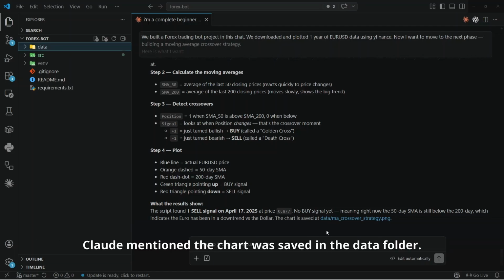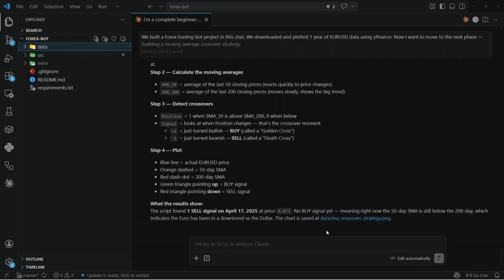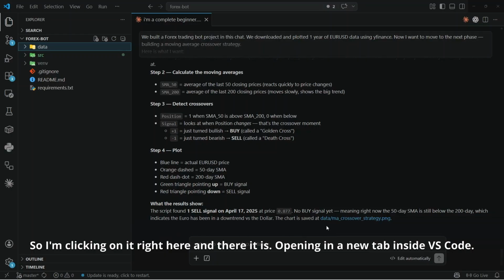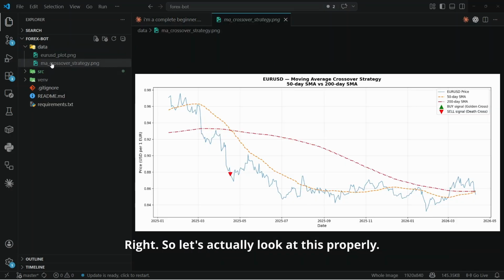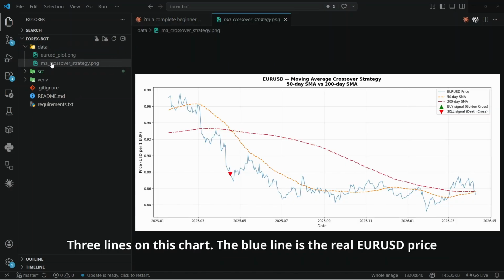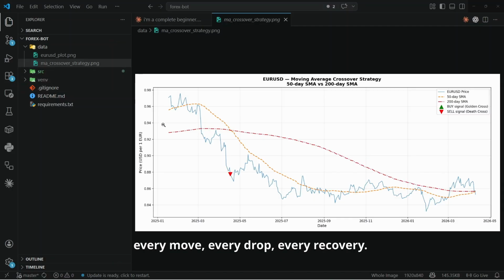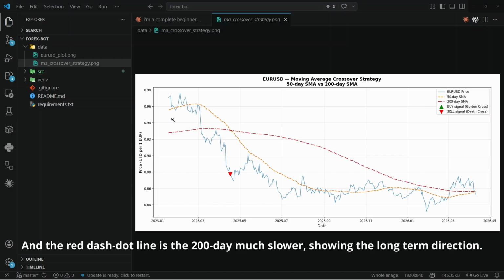Claude mentioned the chart was saved in the data folder, so I'm clicking on it right here and there it is, opening in a new tab inside VS Code. Right, so let's actually look at this properly. Three lines on this chart. The blue line is the real EURUSD price, every move, every drop, every recovery. The orange dashed line is the 50-day moving average. It follows the price but smoothed out. And the red dash-dot line is the 200-day, much slower, showing the long-term direction.